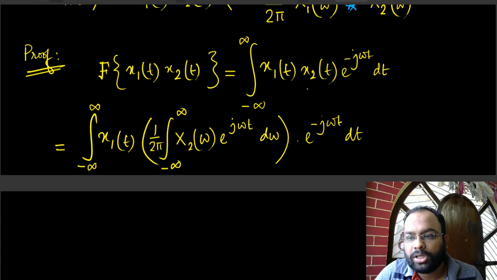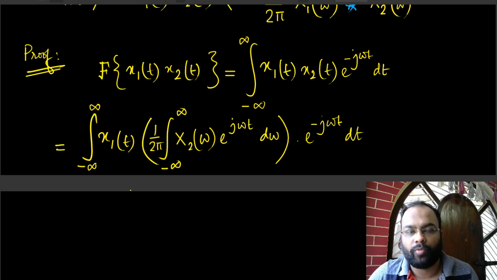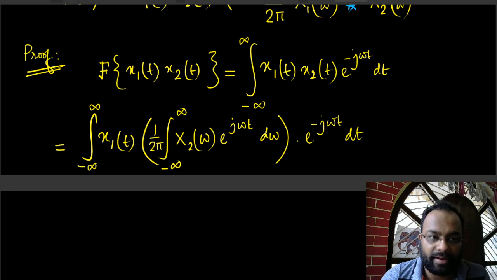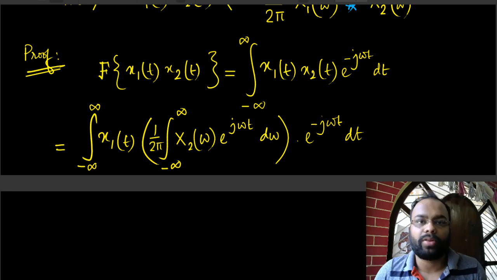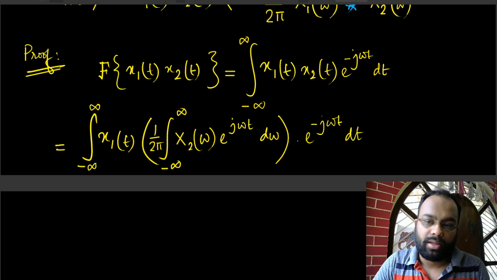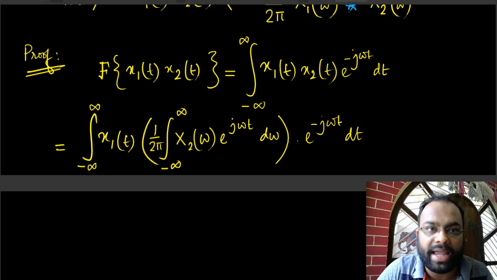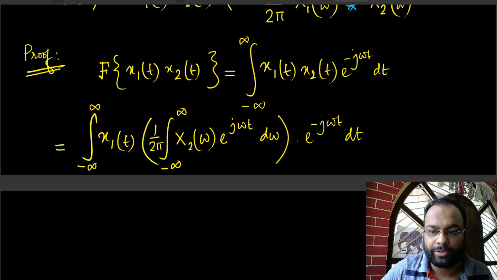So what did I just do? Instead of writing x2(t), I wrote the inverse Fourier transform of X2(omega), right? That can be written. Now, don't be intimidated by the double integration here. We just encountered a double integration, right? Don't be intimidated by that. Double integrations we can handle easily, okay? Because these are very special kinds of double integrations. And again, we shall see what techniques we need.